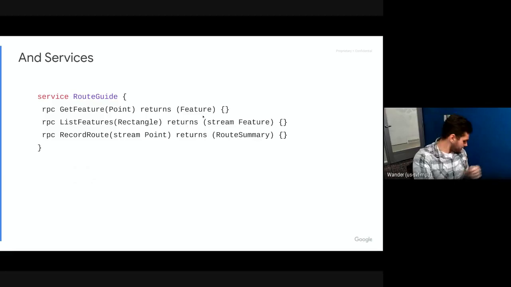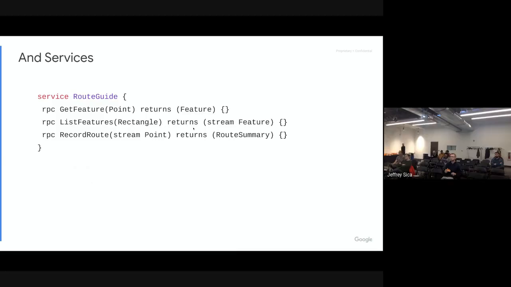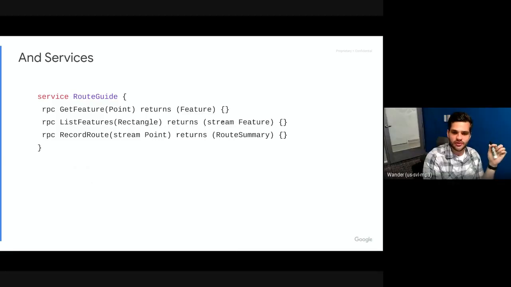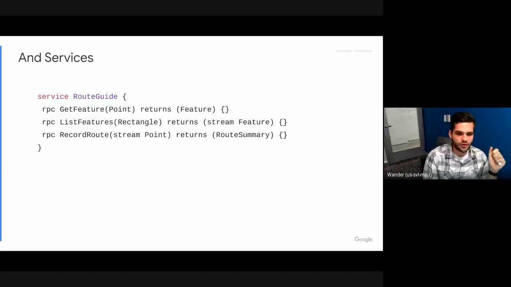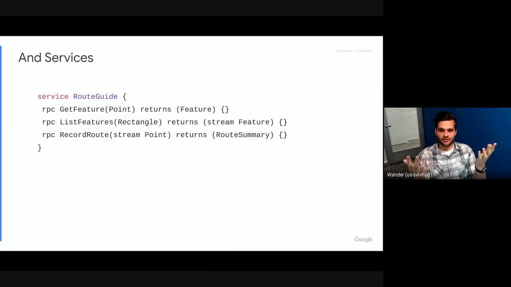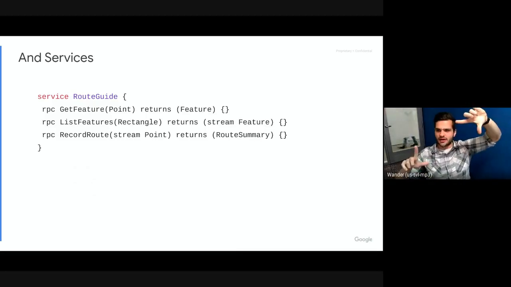Okay, so there's another interesting bit here in this slide, which is this second method here has this keyword stream. gRPC features full bidirectional streaming. So we talk in terms of client-side streaming, server-side streaming, and then the opposite of streaming is unary. So we would just call this a unary RPC. We would call this a server streaming RPC, and this one is a client streaming RPC.